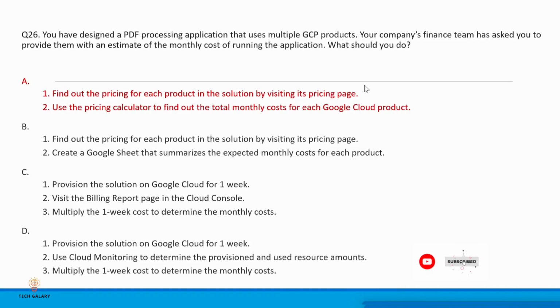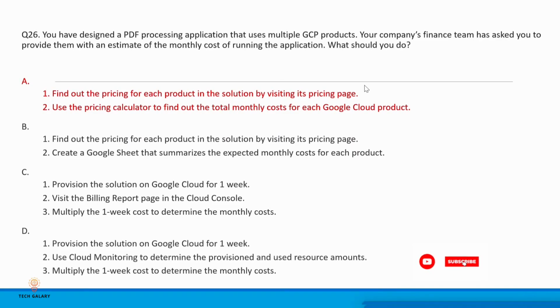Now let's take a look at option C. Provision the solution in Google Cloud for 1 week. Visit the billing report page in the Cloud Console. Multiply the 1 week cost to determine the monthly cost. Option C is incorrect because only to calculate the pricing of the resources, there is no need to provision the infrastructure. This option is not the correct one.